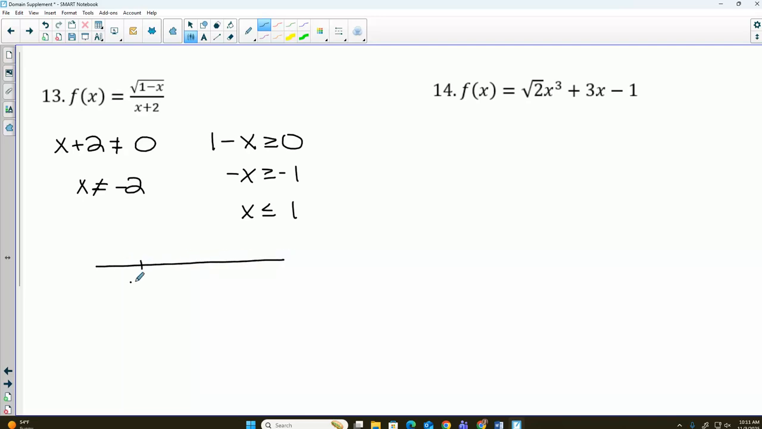So let's think about what this means. Less than or equal to 1 would start at 1 and be everything to the left. But I'm telling you, it can't be -2. So my interval is coming from negative infinity. I stop at -2 and it gets a parenthesis. Union starts again at -2 and goes until 1. And the 1 would get a bracket.